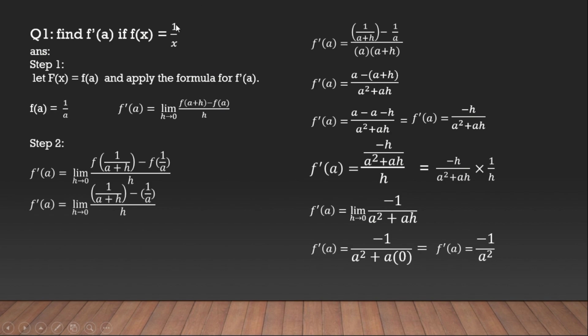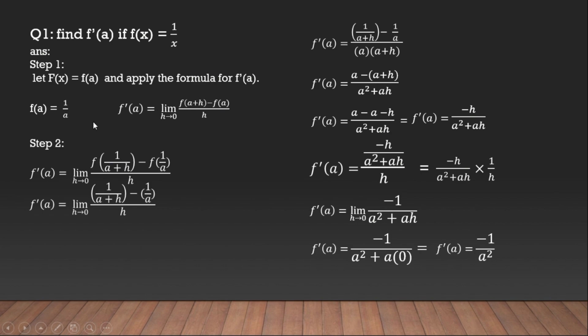We've seen that if f of x equals 1 over x, then f of a is going to be 1 over a. And we're going to say f prime of a is going to be the limit as h approaches 0 for this type of equation there. Good. So step 2 is f prime of a, we're going to actually plug in this value here.